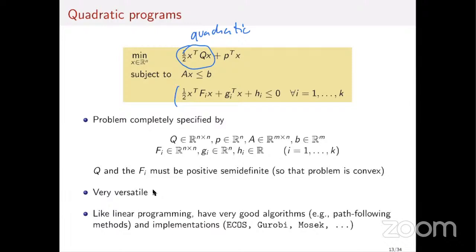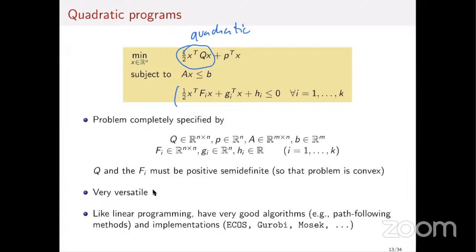So the solution paradigm based on going from one extreme point to another extreme point, given by the simplex method, is not applicable anymore. And so in this case, the typical algorithm that people implement is interior point methods, these path following methods, which are applicable to quadratic programs as well. There are other methods that one can implement, but these are probably the common ones that are implemented.